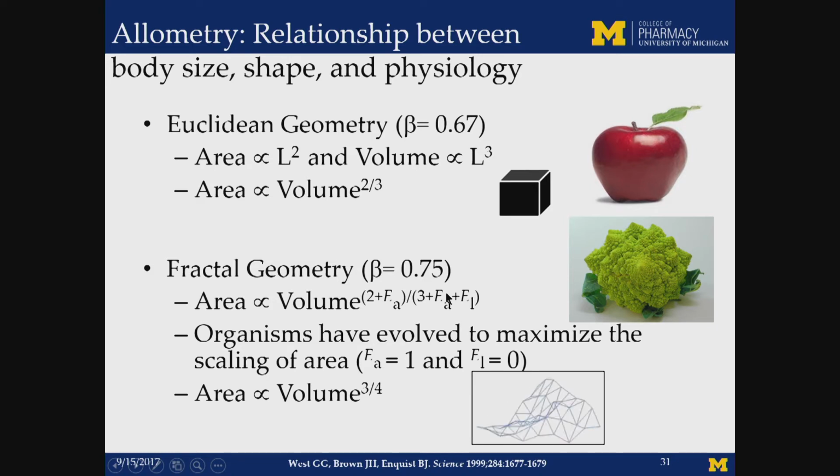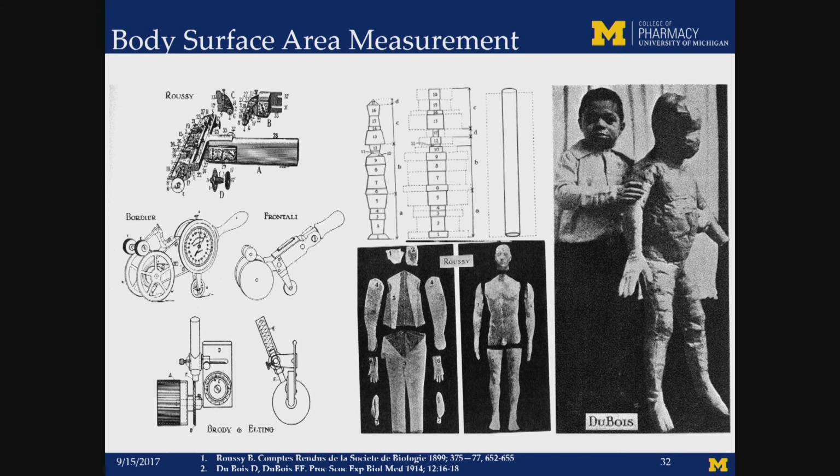And so the work by Rubner and by Kleiber basically exists within these two expected paradigms in science. Now, this is again relevant because our approaches to computation of body surface area that are used for drug dosing also rely on Euclidean geometry.